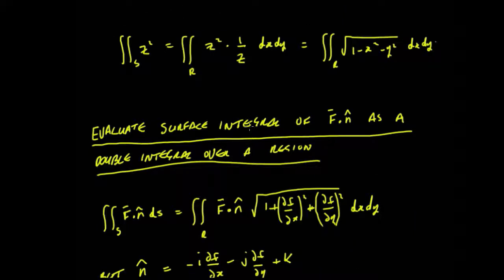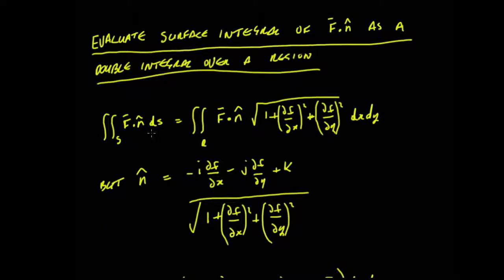So we can then write the surface integral of z squared as the double integral over the region of z squared times 1 upon z dx dy, which is equal to the double integral over the region of r times the root of 1 minus x squared minus y squared dx dy. So this here is an easier integral to deal with, so we can work through this integral in order to get a value for the surface integral here.